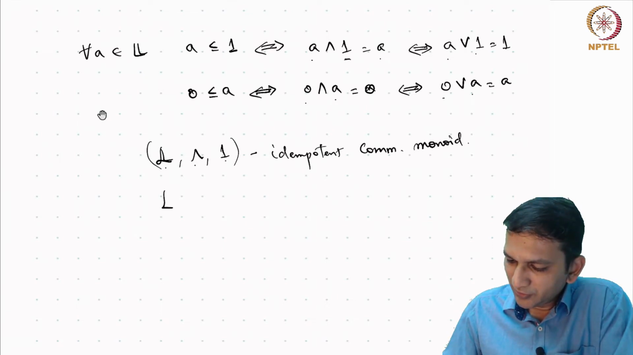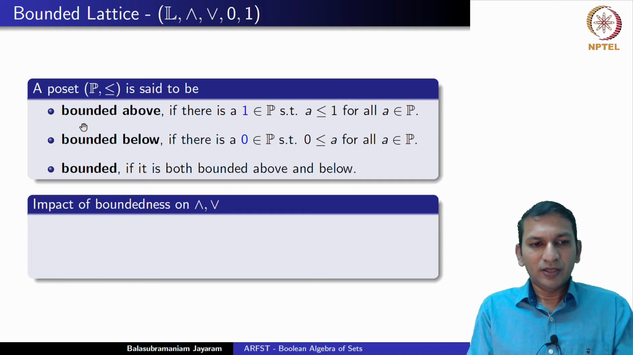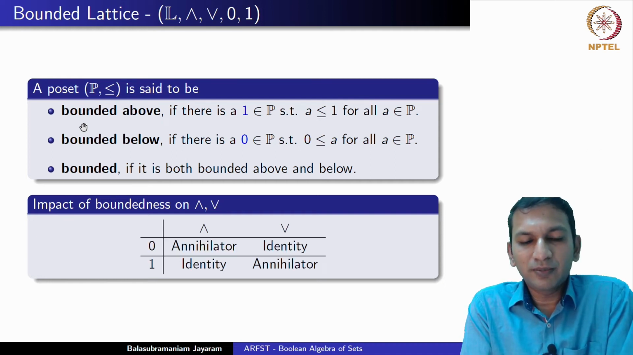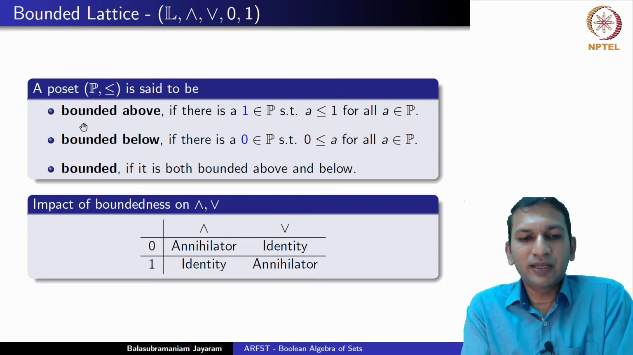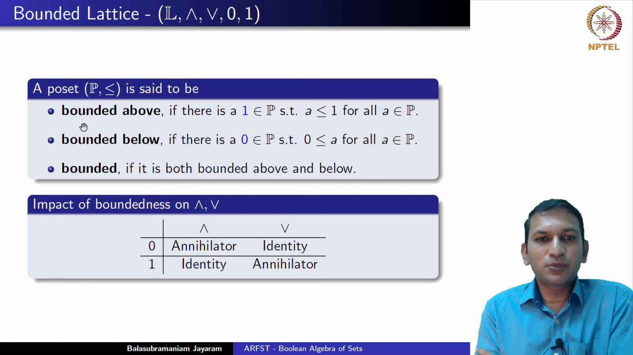Similarly, we could also consider this, which is again an idempotent, commutative monoid. So this is what we have. 0 acts as an annihilator for meet, but as identity for join. 1 acts as an identity for meet and annihilator for join. So this is the impact of boundedness, a concept which is defined with respect to the order.